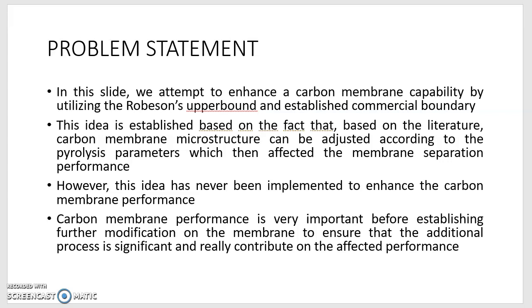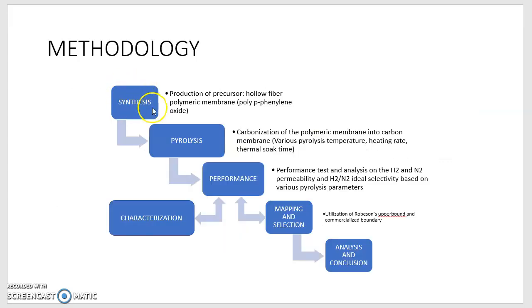This idea stands on the fact that, based on the literature review, the carbon membrane microstructure can be tailored by adjusting the pyrolysis parameter, which at the end affects the final performance of the carbon membrane. In our study, the hollow fiber polymeric membrane is first produced from polyphenylene oxide before being subjected to pyrolysis to turn it into hollow fiber carbon membrane. Pyrolysis parameters were adjusted in terms of pyrolysis temperature, heating rate, and thermal soak time. After that, performance analysis in terms of permeability and ideal selectivity was performed, and the results are mapped onto the Robeson plot, and selection is done based on performance.